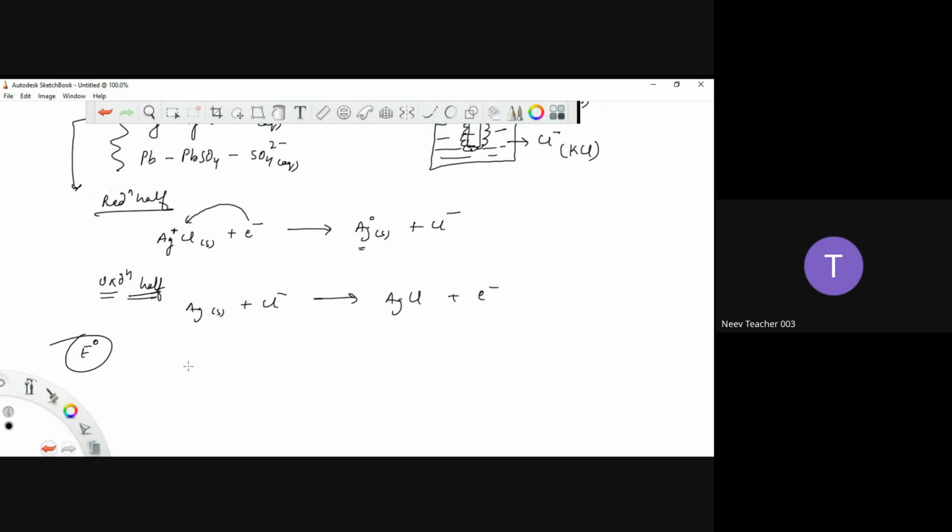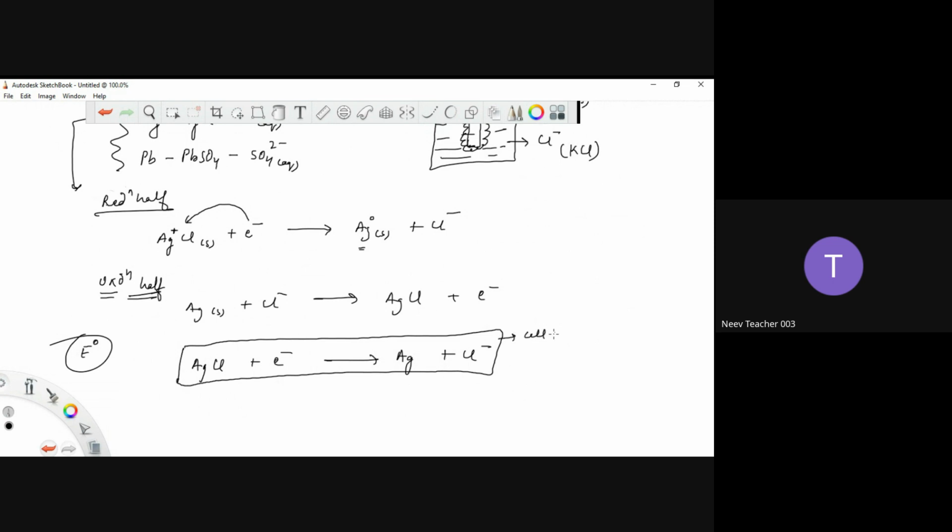First of all, we have AgCl. This is the reduction half cell. I'm writing AgCl plus electron giving you Ag and Cl minus, right? This is the half cell we are using. And what half is it? Reduction half cell.